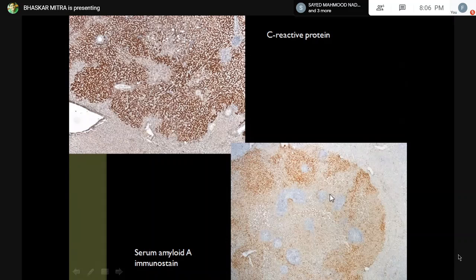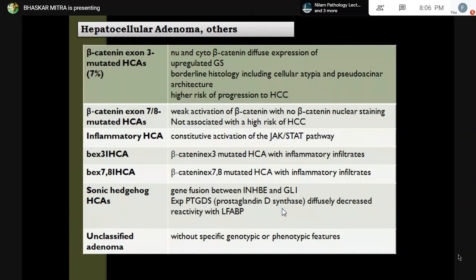Their C-reactive protein immunohistochemistry with CRP shows strong and diffuse positivity in these cells. Serum amyloid A protein immunohistochemistry shows expression in these cells on these nodules. Now overall, the most important one, the beta-catenin exon 3 mutated one, shows strong nuclear and cytoplasmic beta-catenin and diffuse expression of glutamine synthetase.